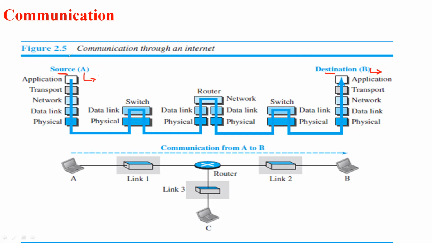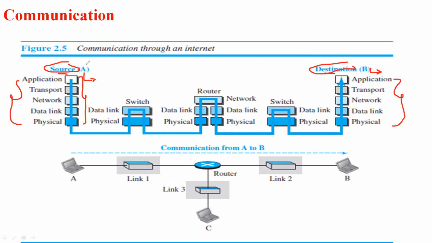So each source host as well as destination host will have a set of layers. Here the source has the 5 different layers of the TCP model: application layer, transport layer, network, data link, as well as physical layer. The destination will also have a set of 5 different layers of the TCP/IP protocols. So here the two different hosts are involved in the communication with these 5 different layers.